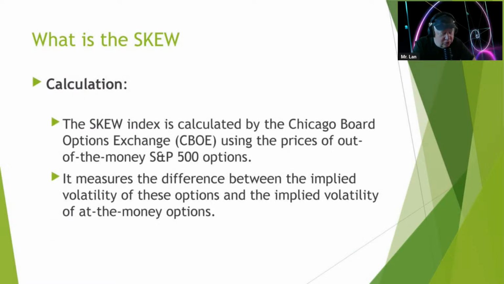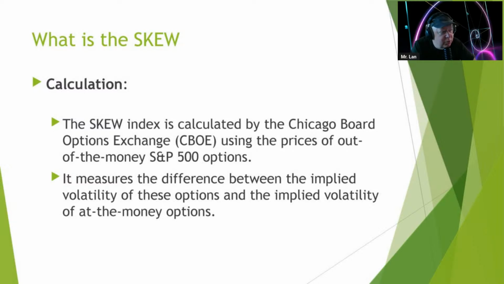All right, the SKEW, how it's calculated. The SKEW index is calculated by the Chicago Board Options Exchange using the prices of out of the money S&P 500 options. Where are we trading? In Chicago. What are we trading? Options. All right, we're no longer trading out of the money options, though. We're going to trade at the money options.